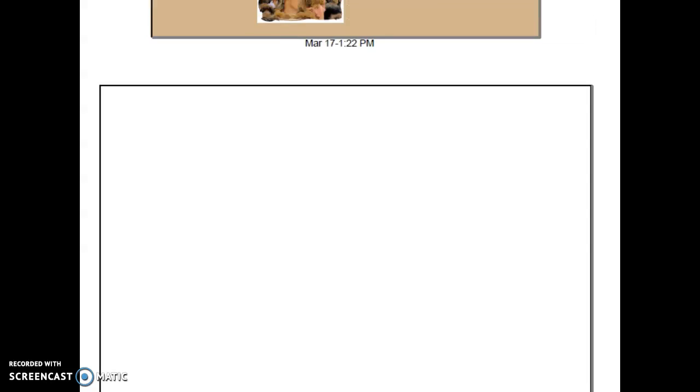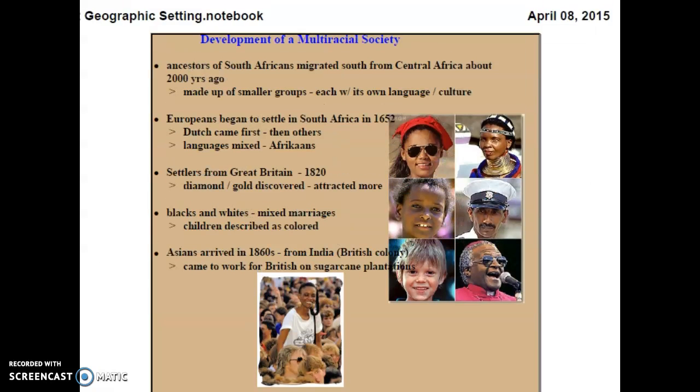Alright, and we're finally going to look at, I need to get the right screen up here for you. Basically, the 4 different ethnic groups that we had looked at earlier in our circle graph. So, people have lived in South Africa for a very long time. The ancestors of South African blacks really came from Central Africa, and they probably migrated about 2,000 years ago. This ethnic group is made of a lot of smaller groups with their own language and their own culture.